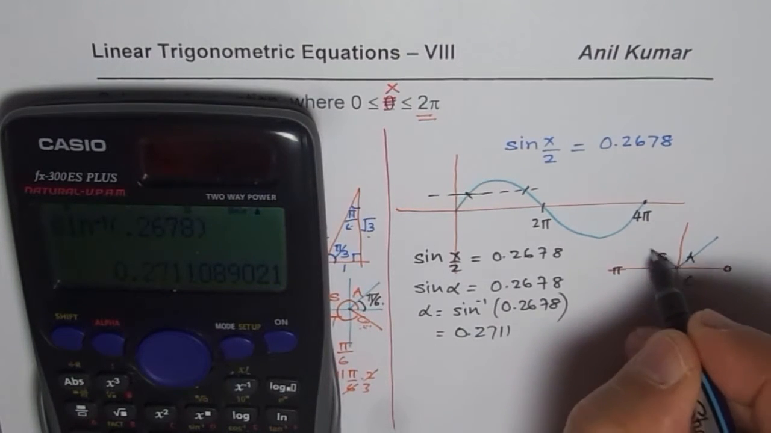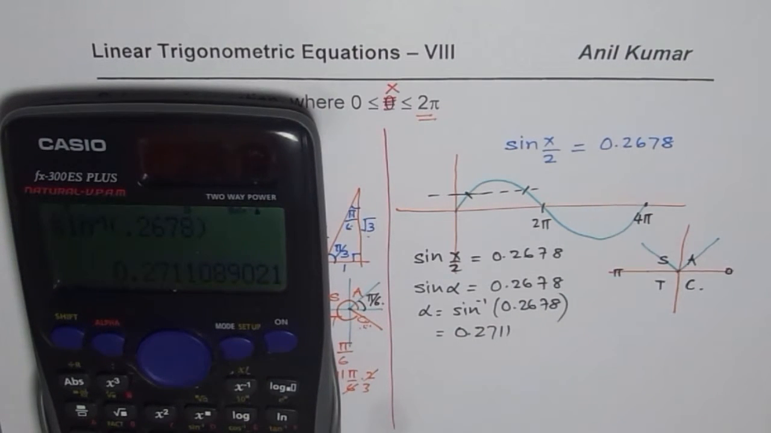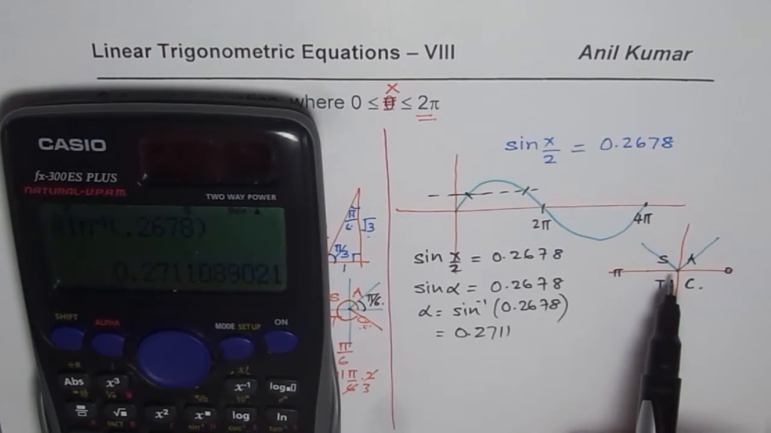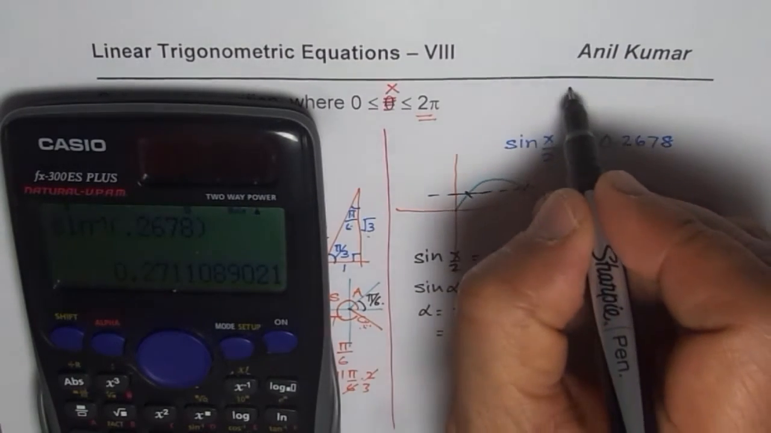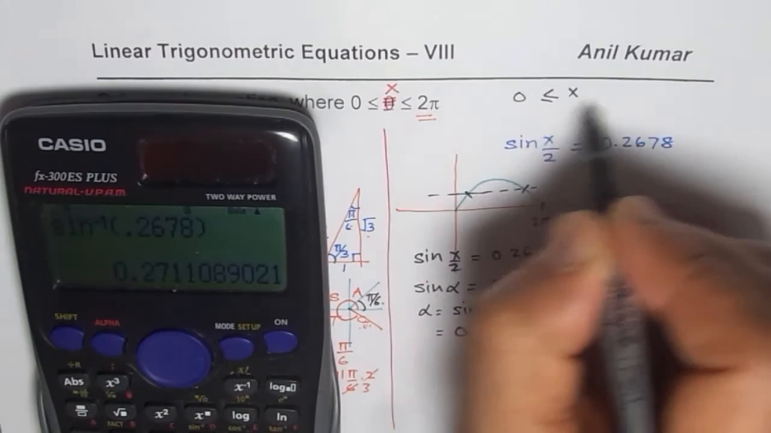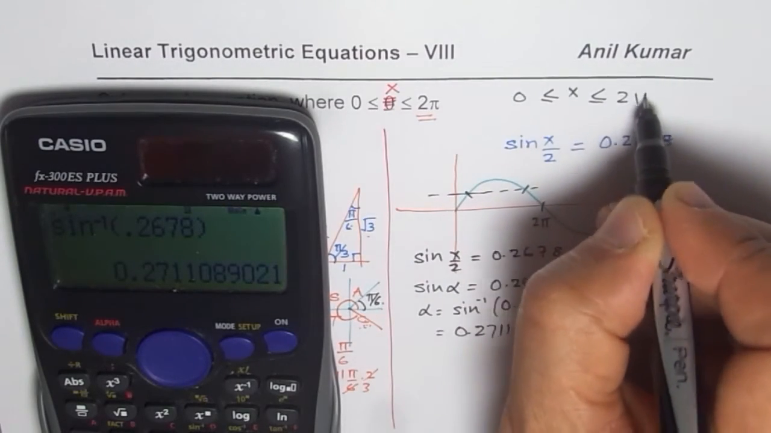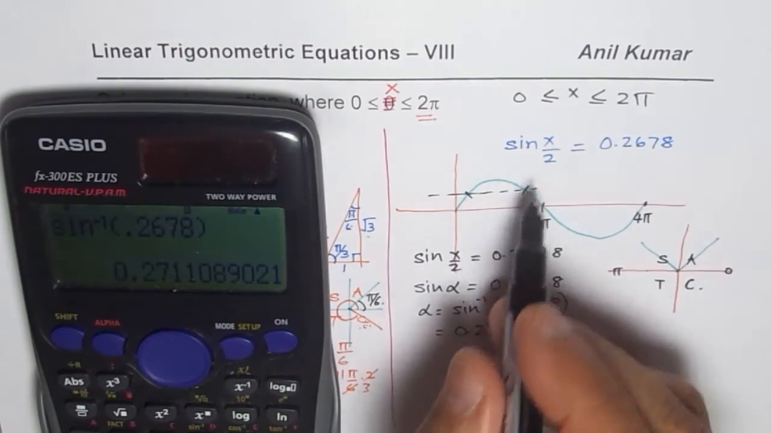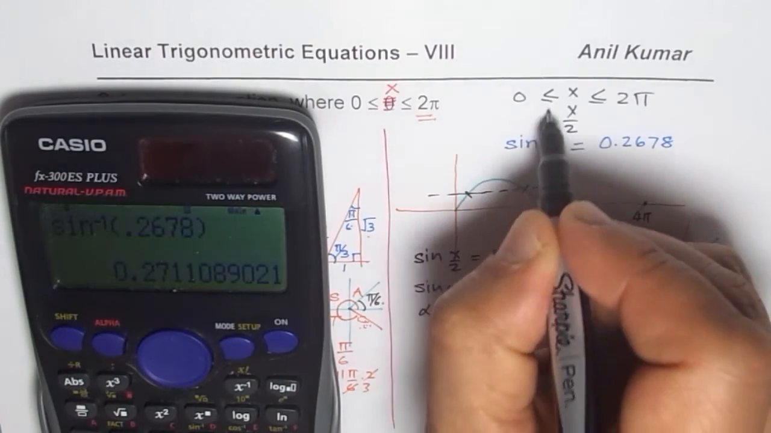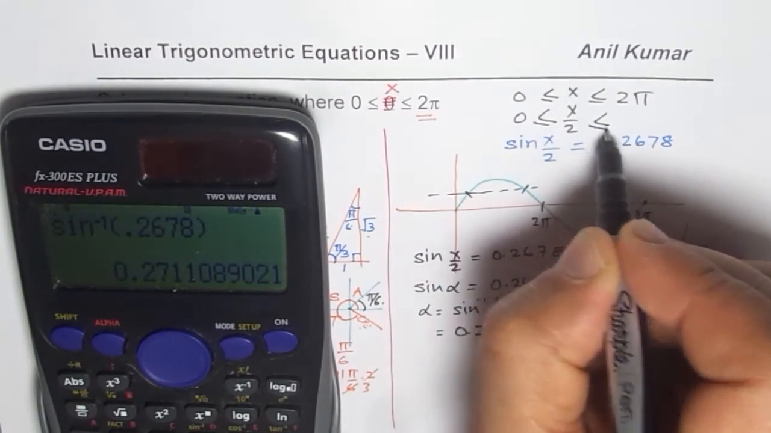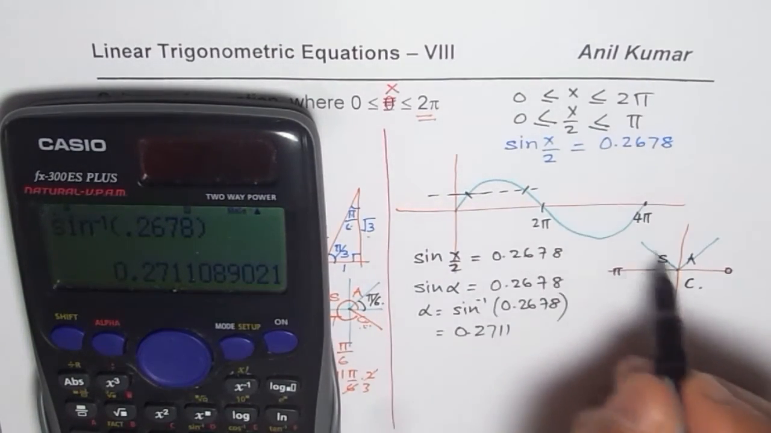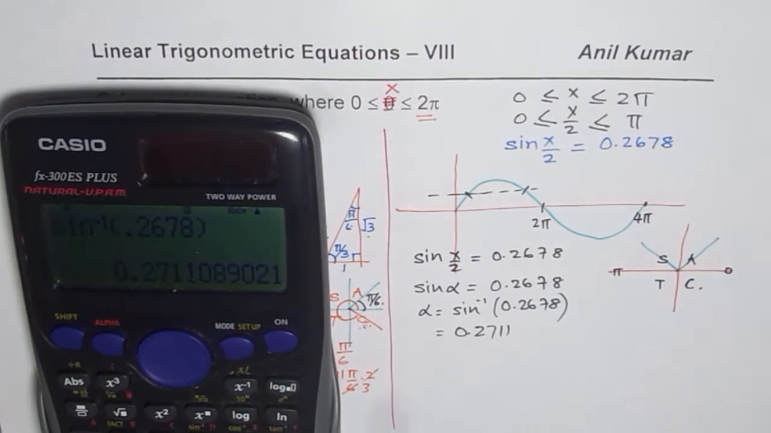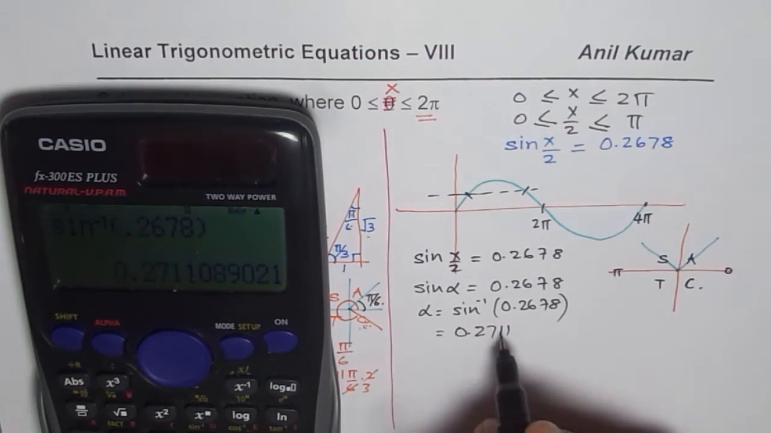Now since sine is positive in quadrant 2 also, we have to write the second solution. Why are we doing it? We know x is from 0 to 2 pi, that's our domain. For x by 2, the domain is going to be 0 to pi. So within 0 to pi, sine is positive twice. Therefore, we have two solutions.